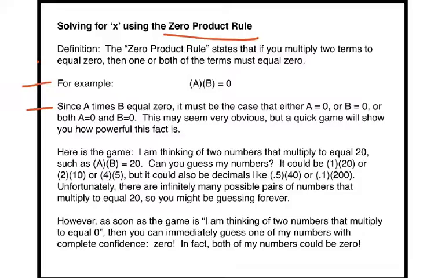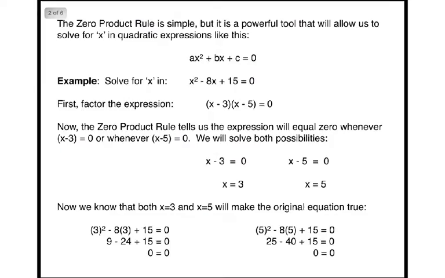However, as soon as the game is, I am thinking of two numbers that multiply to equal 0, then you can immediately guess one of my numbers with complete confidence: 0. In fact, both of my numbers could be 0 for all you know. The zero product rule is simple, but it is a powerful tool that will allow us to solve for x in quadratic expressions such as this, standard form ax squared plus bx plus c equals 0. In fact, this is why we always set our equations equal to 0, to use the zero product rule.